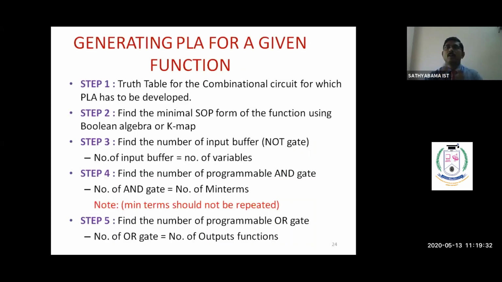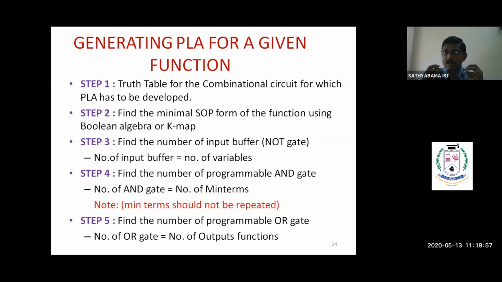Suppose you are going to design a PLA for some particular function. First we have to make the truth table for the particular combinational logic. Then we have to find the SOP terms, the sum of product function, by using either Boolean algebra or a K-map. By using any K-map method, we have to find the sum of product function.